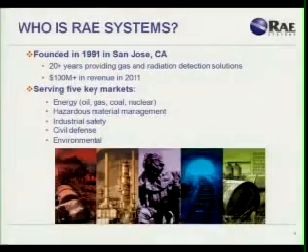So who is Ray Systems? Ray Systems was founded in 1991. Our headquarters is in San Jose, California, which is where I am today, along with all the folks in the room. We have 20 years of experience. We're a $100 million plus company. We serve mainly 5 key markets: energy, which is what we're talking about today, oil and gas exploration, hazardous materials management, industrial safety, civil defense, and then also environmental.